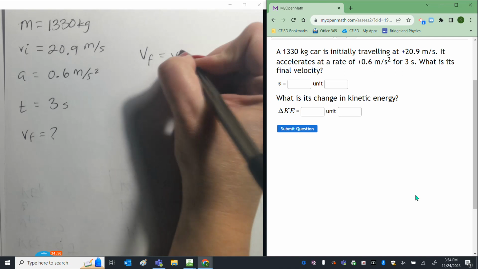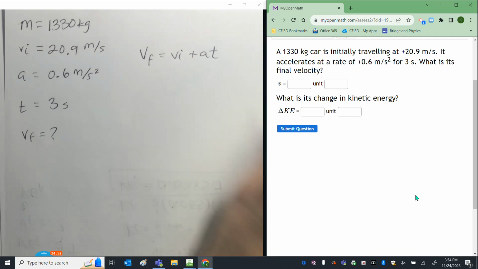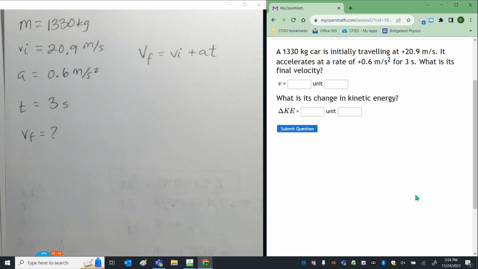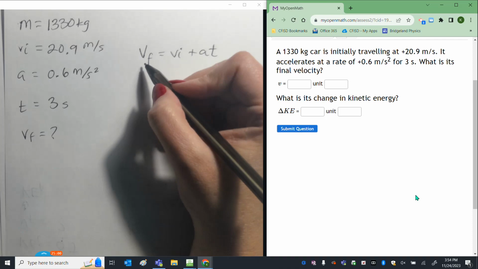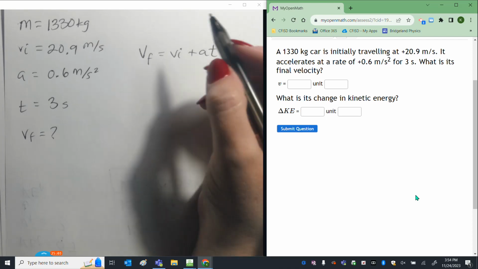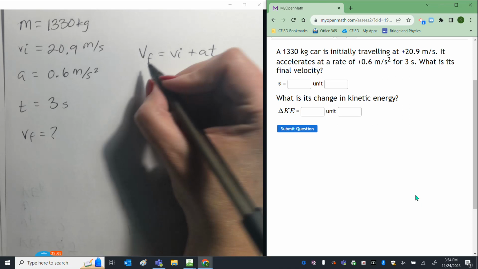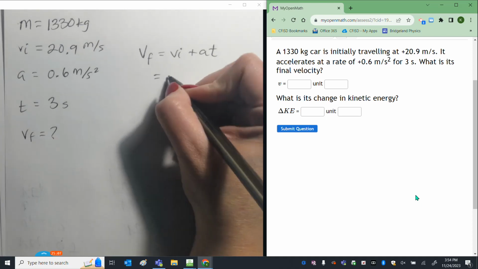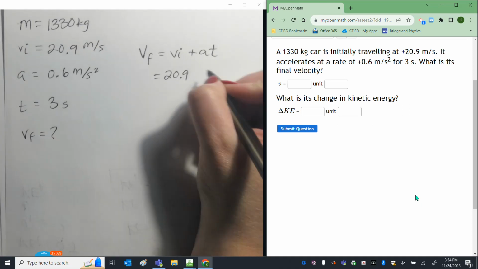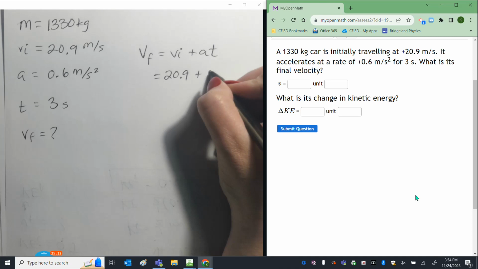VF equals VI plus A times T. I'm going to use a kinematic equation. Is there more than one way to do this? Yes. You could do this a different way if you want, but this is how I'm going to go ahead and solve for it. So let's go ahead and plug in. VI is 20.9 plus my acceleration is 0.6.